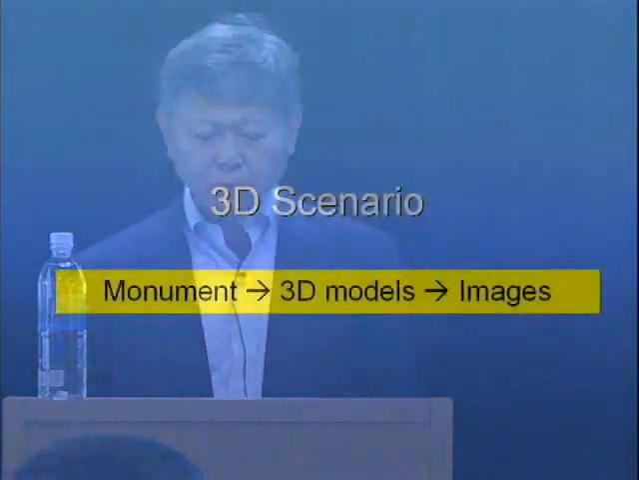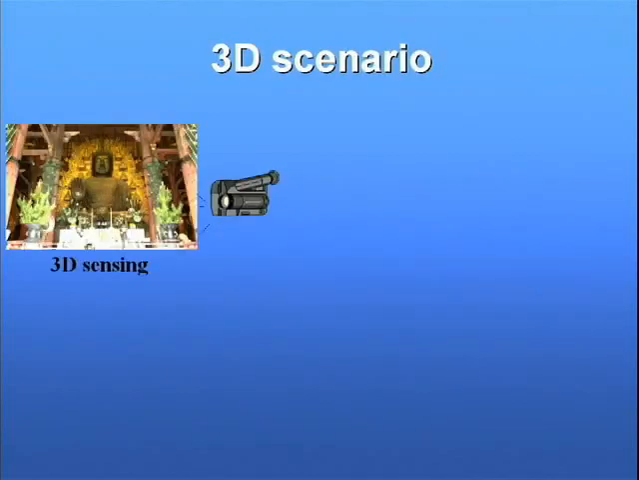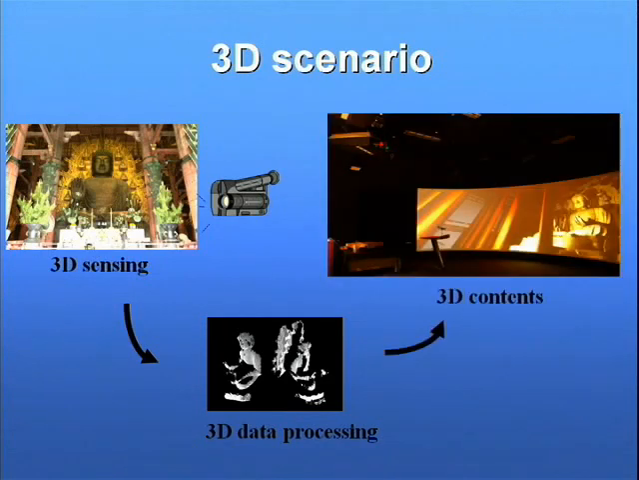Then what is a 3D scenario? First, from the monument, a 3D model is generated, and from this 3D model, an image is generated. For this kind of cultural heritage, we obtain range data from various viewing directions, do 3D data processing, and generate 3D contents. And for this, we chose one of the temples, called Bayon Temple in Cambodia.